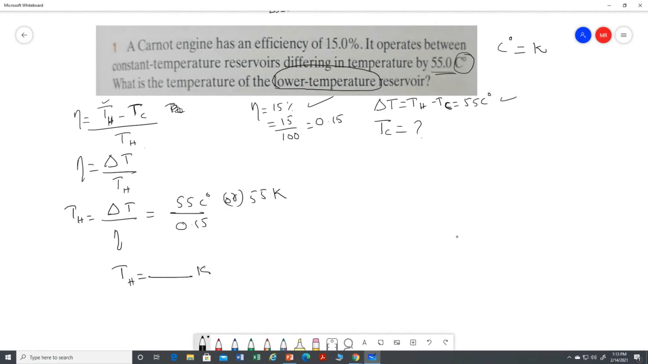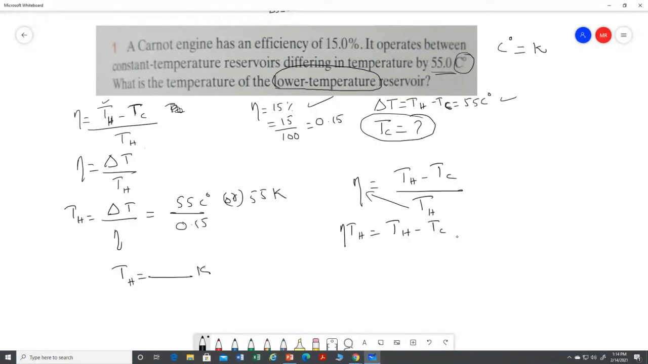Okay. Now we got the value of TH. Now what do we have to find? We have to find the value of TC. Again I can write the same formula for the efficiency. What is the formula for efficiency? TH minus TC divided by TH. Am I right? Yes. I can move this here. Then my equation becomes eta TH equals TH minus TC. Am I right?